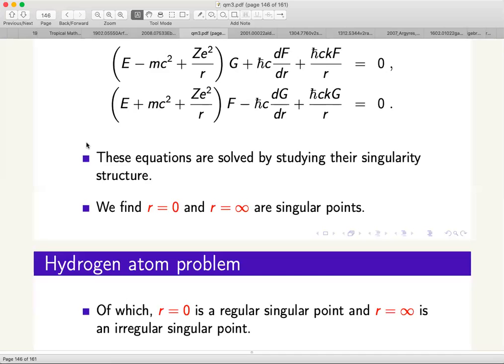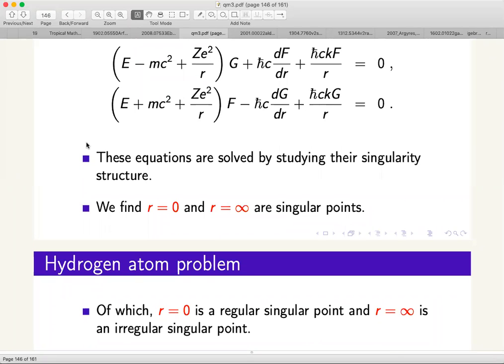Now, if you think about it for a moment, you will realize one important thing, that in the neighborhood of a singularity, I hope you can visualize the equation, the first term is the second derivative of f with respect to r.